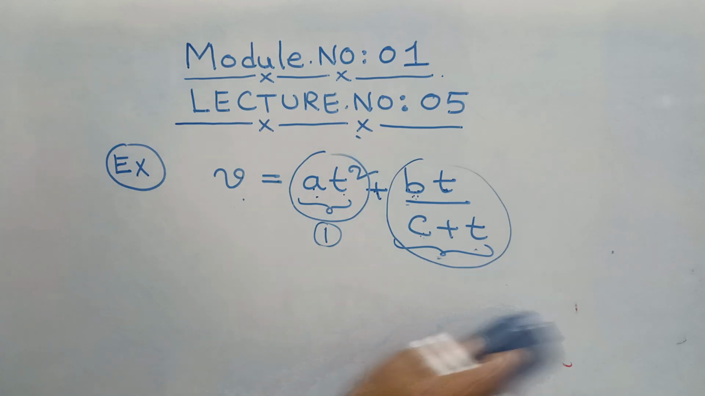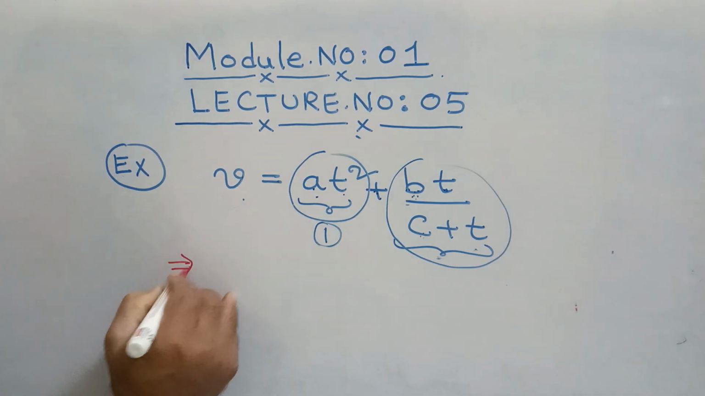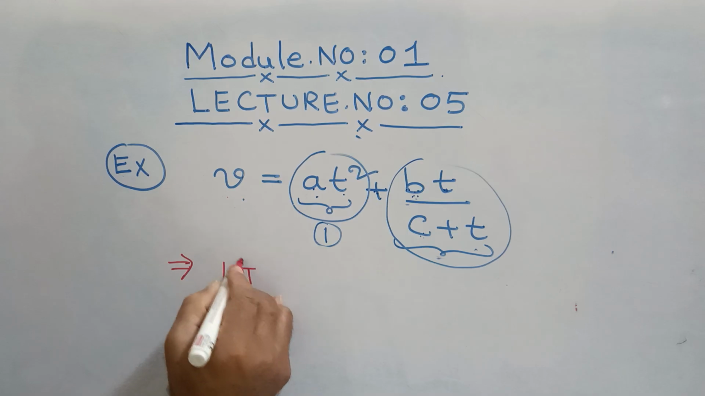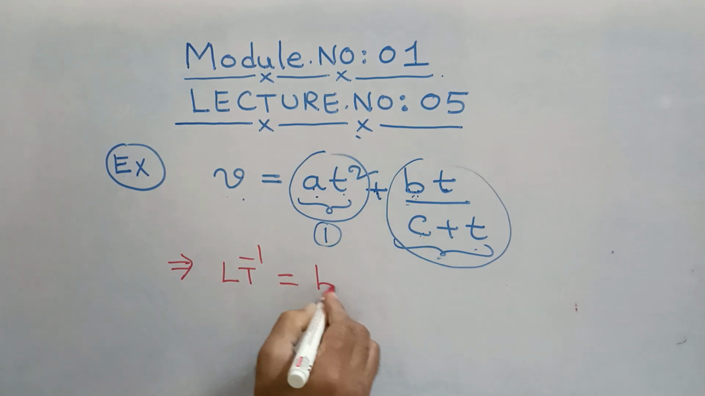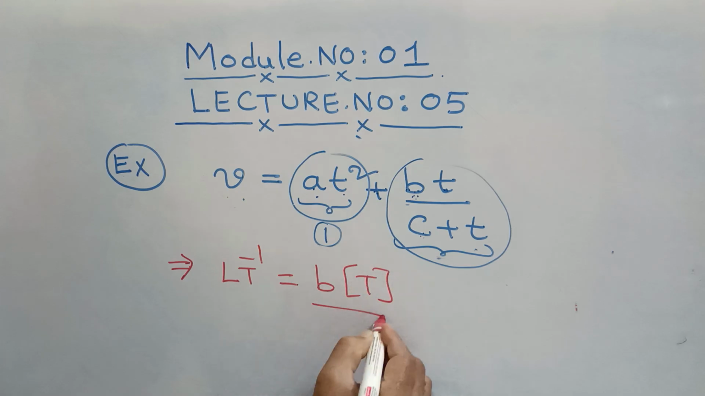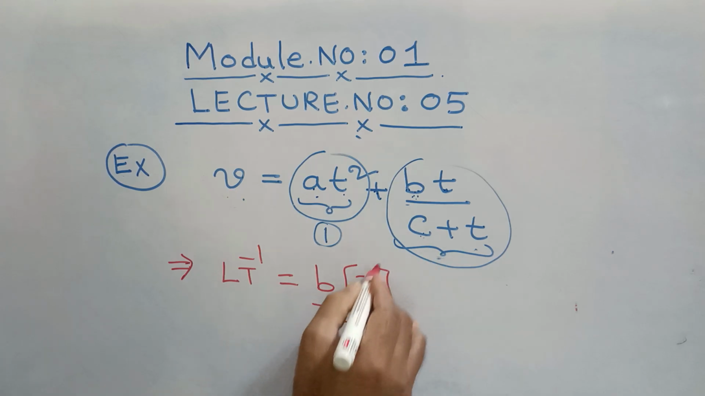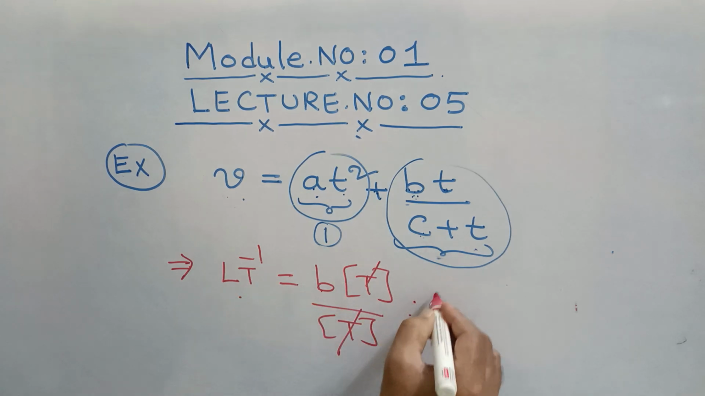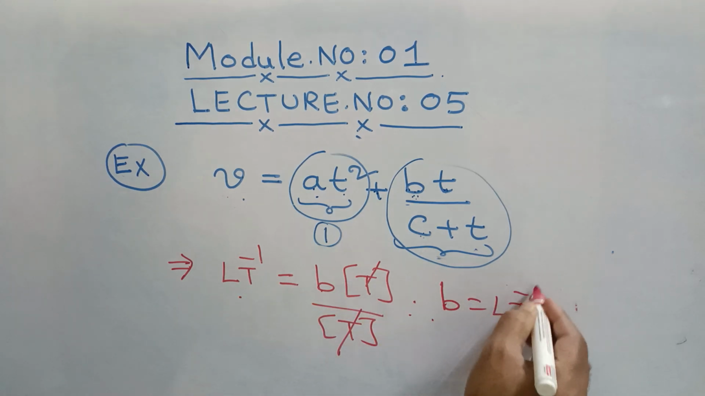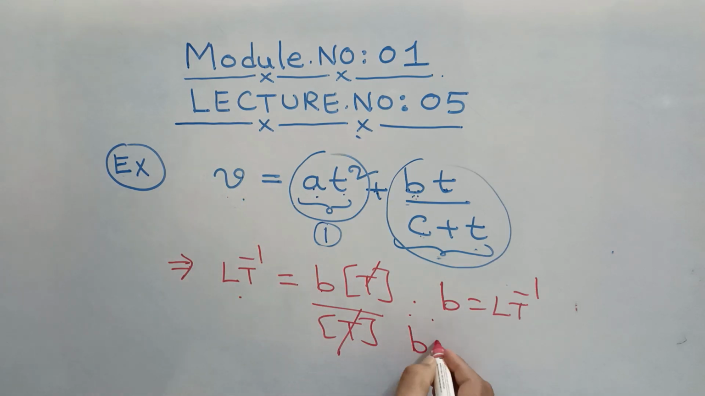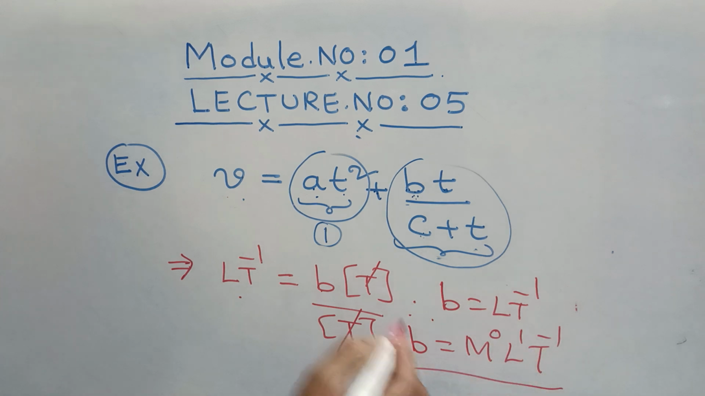Therefore, what you got here is that the velocity formula is equal to LT inverse. B is the constant. This is time by this also time, so the time will cancel. Therefore, B is equal to L power 1, T power minus 1. Therefore, you can write the dimension formula for B as M power 0, L power 1, T power minus 1. That you have to write. This is the dimension formula for B.